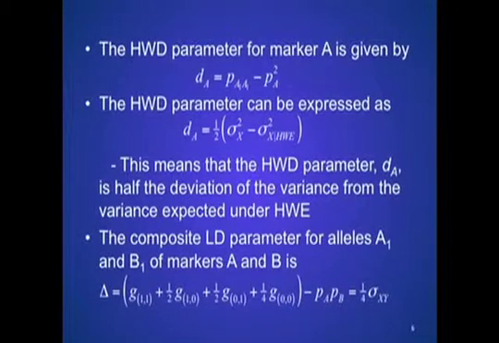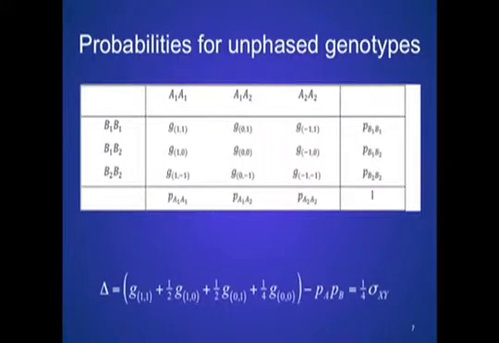Now, the composite linkage disequilibrium parameter for A1 and B1 of markers A and B is given by this expression here. And what this expression is, it's the probability of being A1, B1 minus what it would be if they were independent, the probability of A1 times the probability of B1. And that's 1/4 of the covariance. Let's see what we're talking about here.